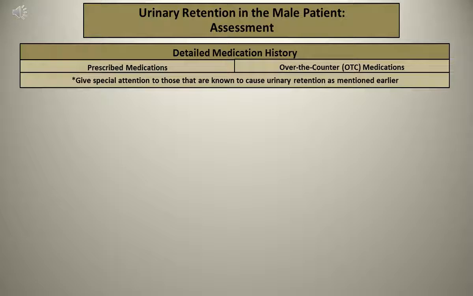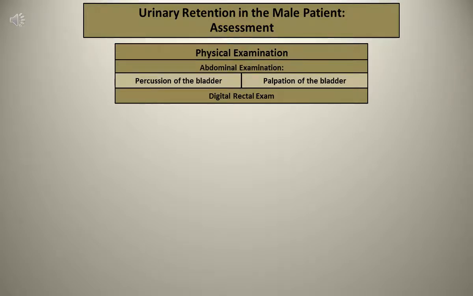A detailed medication history should be obtained for prescribed and over-the-counter medications, with special attention being given to those that are known to cause urinary retention as mentioned earlier. Abdominal examination should include percussion and palpation of the bladder. A bladder should be percussible if it contains at least 150 milliliters of urine. It may be palpable with more than 200 milliliters. A rectal examination should be performed to estimate the patient's prostate size and to check for prostate nodules and fecal impaction.